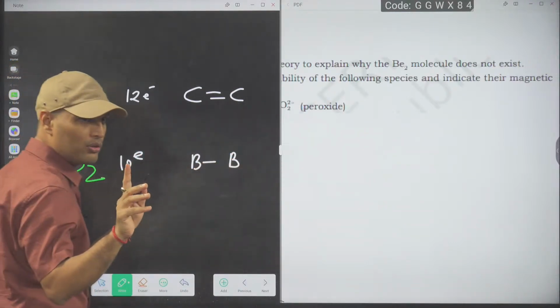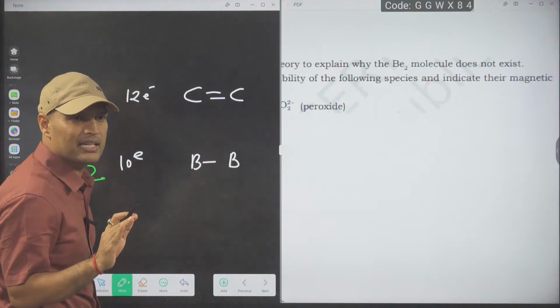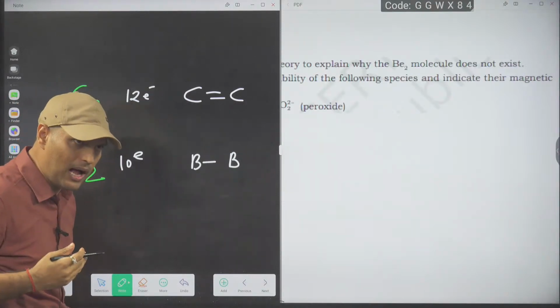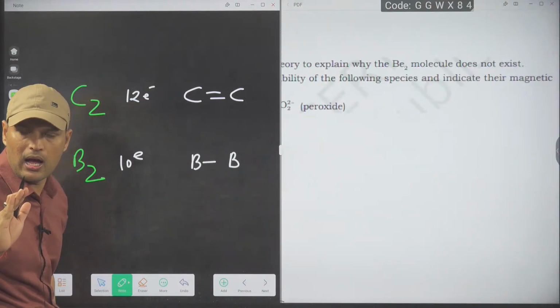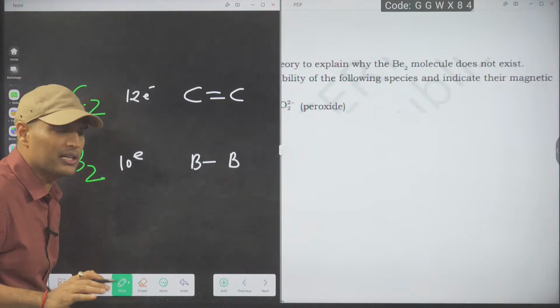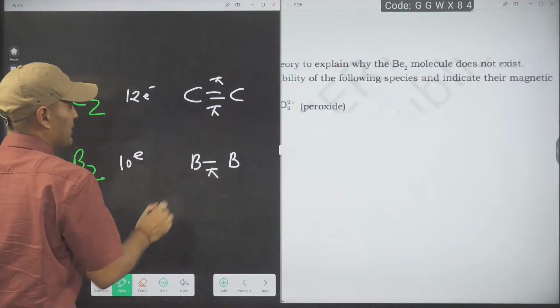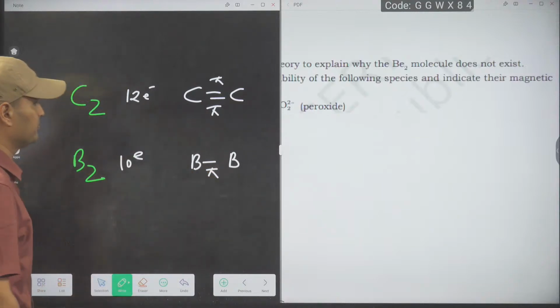Now one point you have to remember everyone: in MOT it is not compulsory that a sigma bond is formed. In VBT, first sigma and then pi. But in MOT nothing like that is there. Both can be pi. So in C2 both the bonds are pi. In B2 one bond is there, but that is pi.